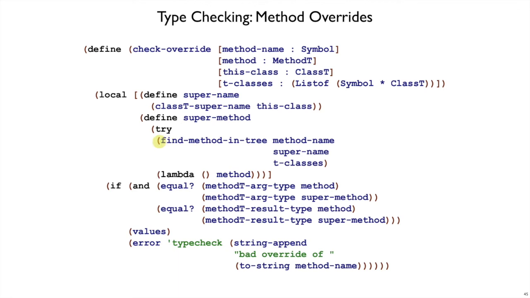If that method doesn't exist, then instead of erroring, we can just use the current method and say, pretend that the superclass method had the same method as this. In other words, we want the test to always pass if we're not actually overriding, and so here's the simple way of doing that: just saying that we'll use the same method and then everything will match. If we do find a method in the superclass though, then that will be supermethod, and so we want to check that supermethod's argument type is the same as the overriding method's argument type, and supermethod's result type is the same as the overriding method's result type. If those match, then good. Otherwise, we need to raise a type error.